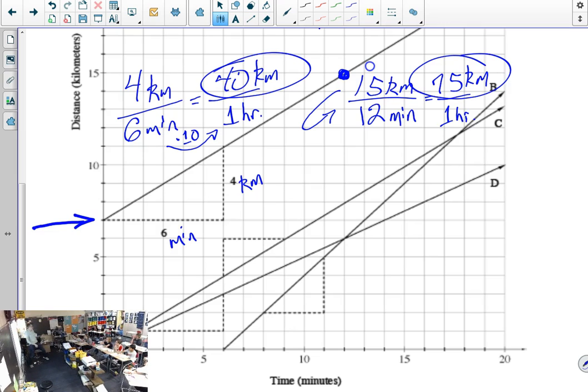Not a straight line. He didn't speed up. He can speed up. Right, the line would change. You know what? He sped up.